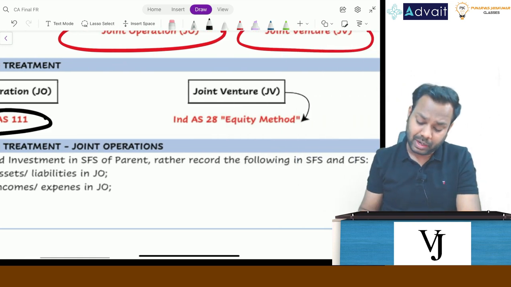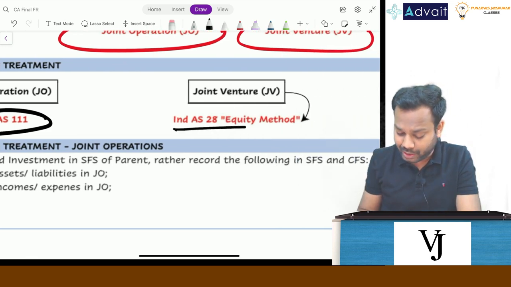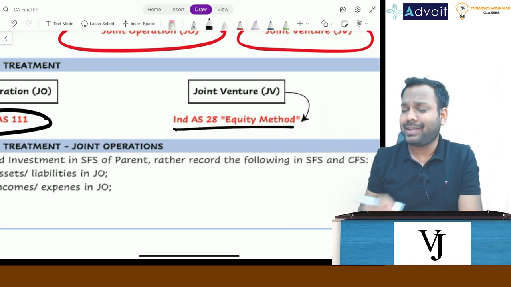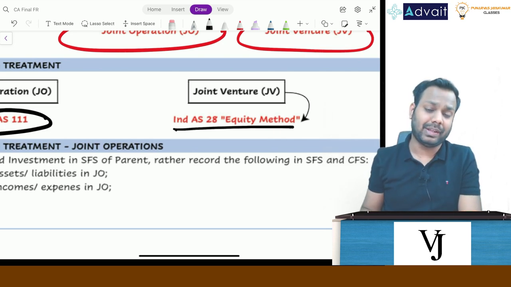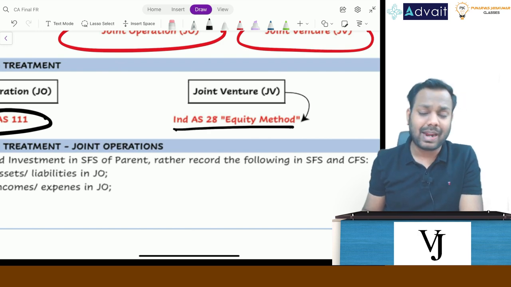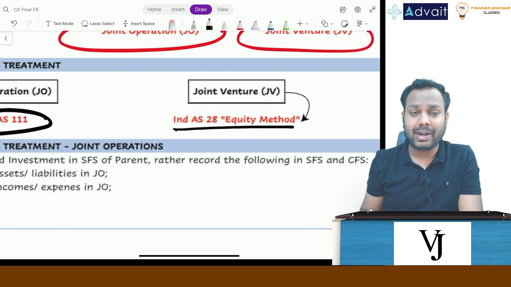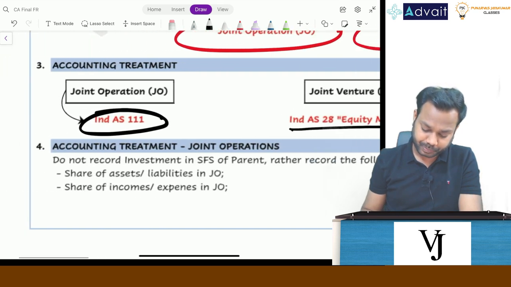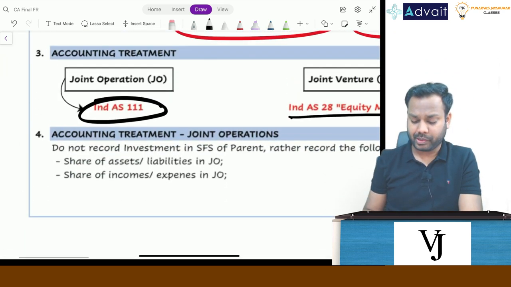But the accounting treatment of joint venture is covered under Ind AS 28, the equity method, and it's exactly the same as associates. So the accounting treatment for associates and joint ventures is covered under Ind AS 28, and they are accounted for under the equity method. Now, the accounting treatment of joint operations is what we have to study now.